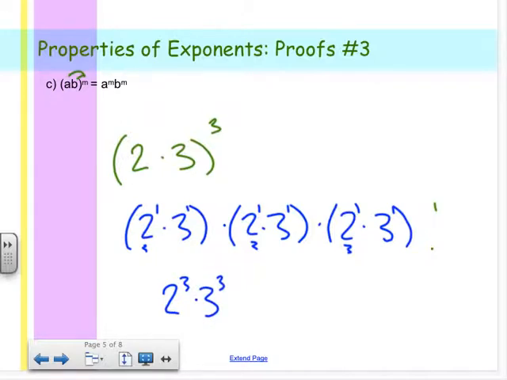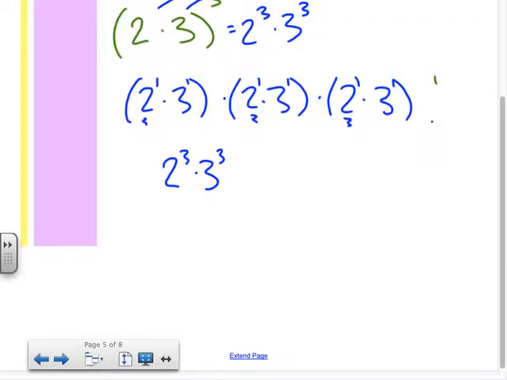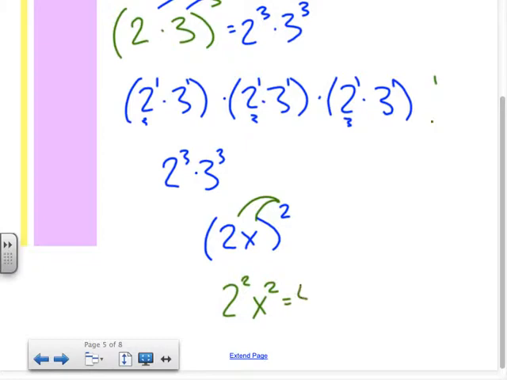Now, backtracking to up here, that's really the same exact thing as distributing the exponents of both of these, saying 2 to the third and 3 to the third. And again, just like every other rule, this is going to work in this situation as well. I have 2 and I have an x. The 2 gets distributed to each of these. It goes to the 2 and it goes to the x. So I would say 2 squared and x squared. And when I simplify that, I could say 4x squared.